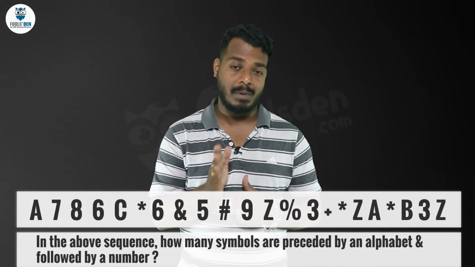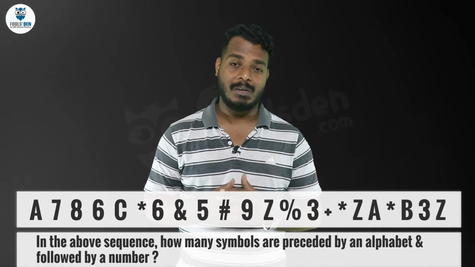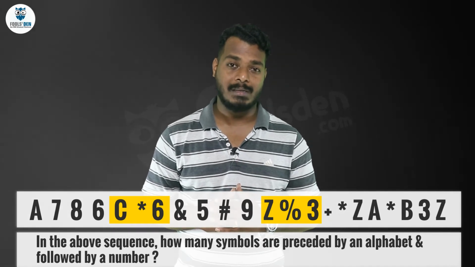Keep it in your mind: alphabet, symbol, number. So how many times can you see that in the sequence? I think it happens 2 times, so your final answer is 2.